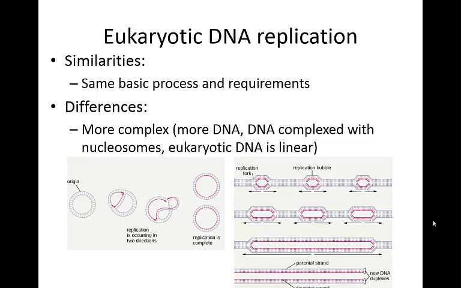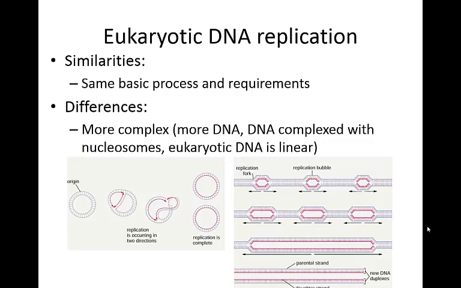Now we will talk very briefly about the differences and similarities between the prokaryotic and eukaryotic DNA replication. First of all, they are pretty similar. They use the same basic process, same basic requirements. You need enzymes to bind the DNA, you need enzymes to unwind the DNA, you need enzymes, the DNA polymerases, to add nucleotides on, so you need raw nucleotides, so same basic components really.